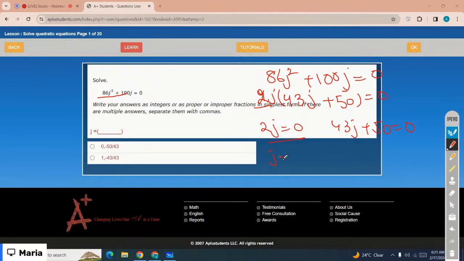So from here you have j equals 0, and from here you need to move 50 to the other side, that would be negative 50, and j equals negative 50 over 43. So you have two answers for j. They are j equals 0 and j equals negative 50 over 43, right? The correct option is negative 50 over 43. Option number 1 is the correct option, right?